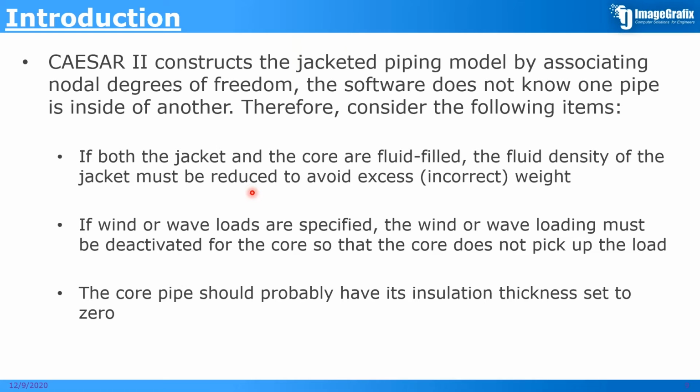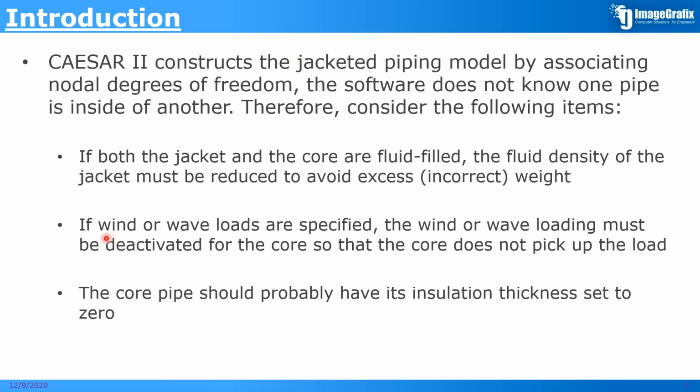But if it is other than steam, like hot water or hot oil or anything, then I need to calculate the equivalent weight. The fluid density should be the equivalent weight so that the excess weight which is happening will not be considered in my Caesar. So the equivalent weight for the space between the core and your jacket pipe is only taken into my Caesar. Accordingly, I'll be giving the fluid density for my jacket system, or the entire segment, so entire system I can give it.